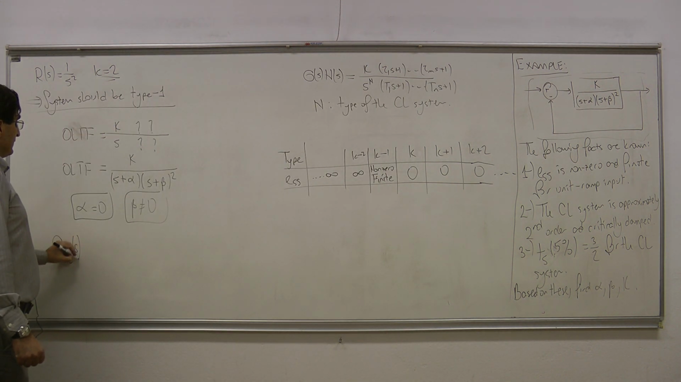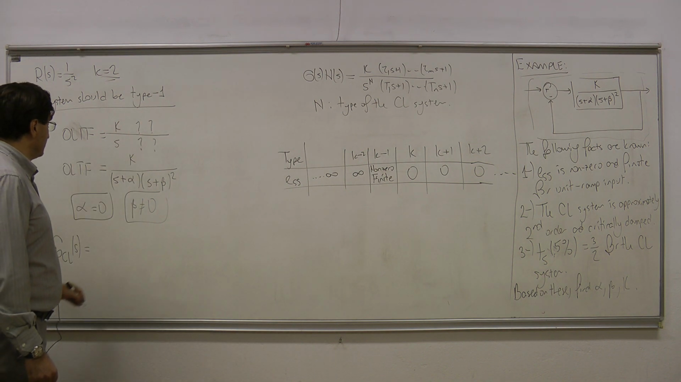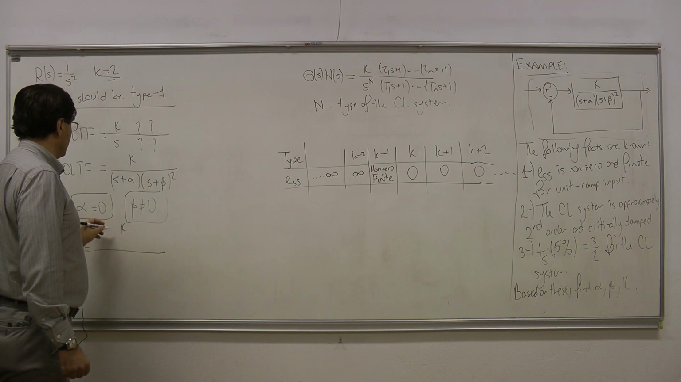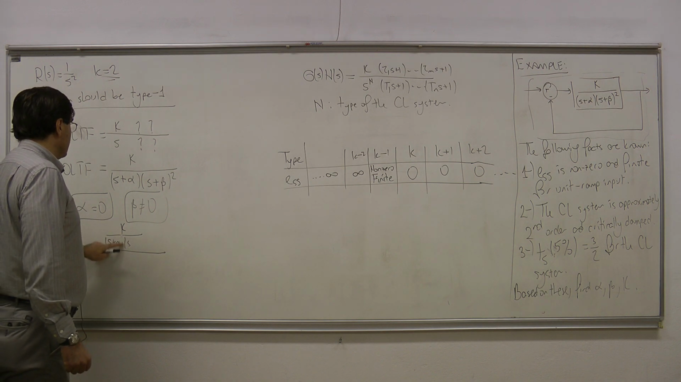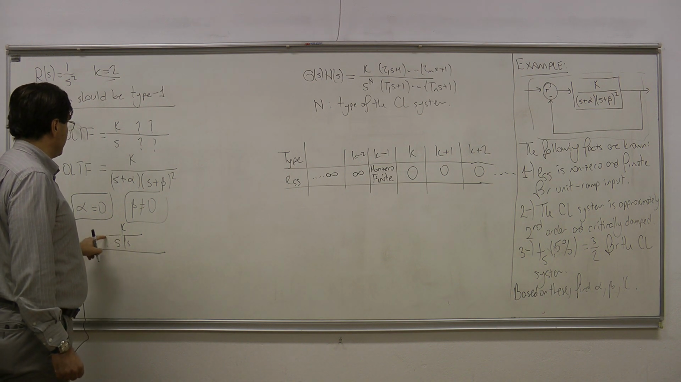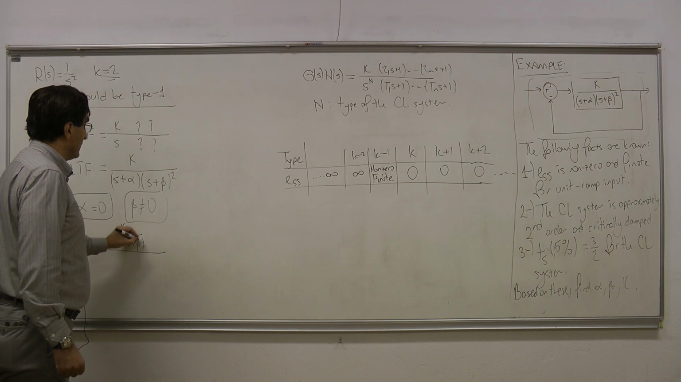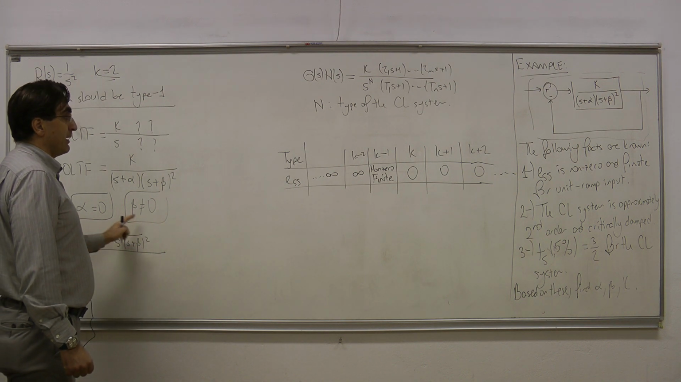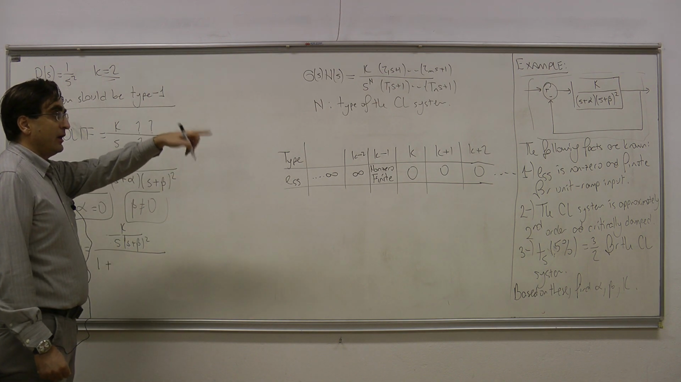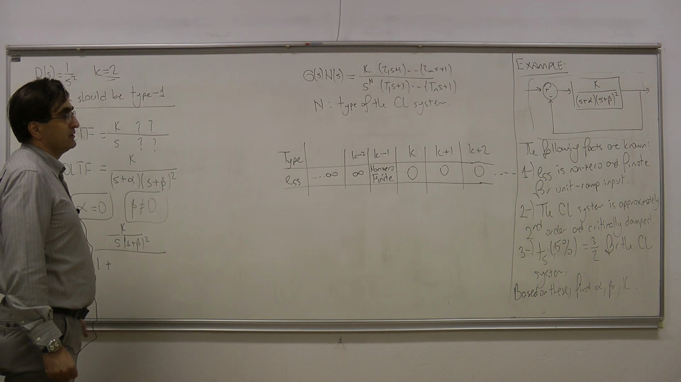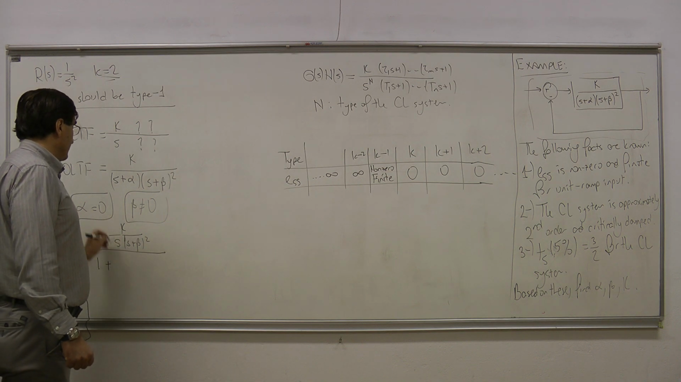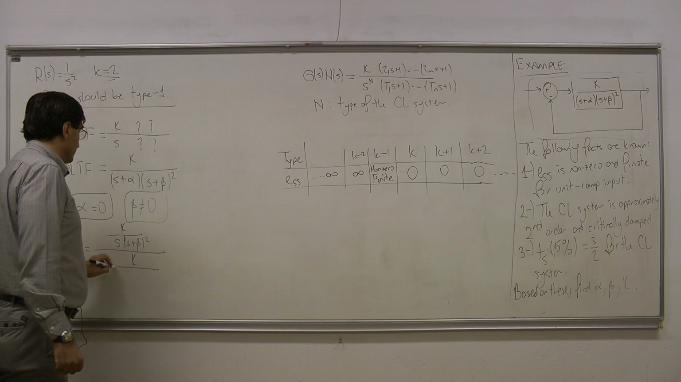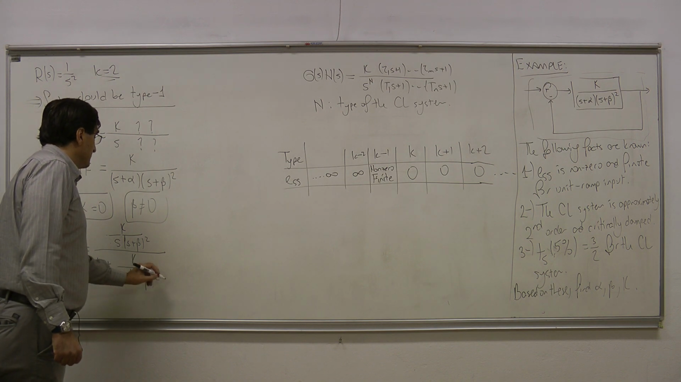G closed loop of S is equal to, I will calculate it using the feedback rule. So it is the forward path transfer function, K over S plus alpha. And I can immediately substitute here alpha equals 0. So it is K over, instead of S plus alpha, I will just write S, and (S plus beta) square. Okay? This is the forward path transfer function divided by 1 plus everything in the loop. But in the feedback path, the only transfer function is 1, H of S is 1. Therefore, everything in the loop will just be equal to the forward path transfer function only, S times (S plus beta) square.